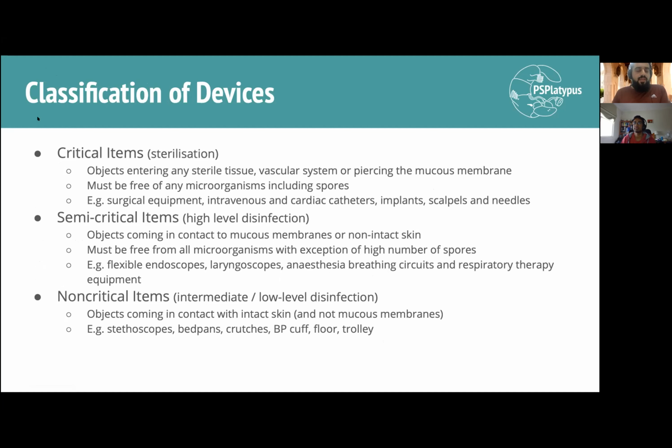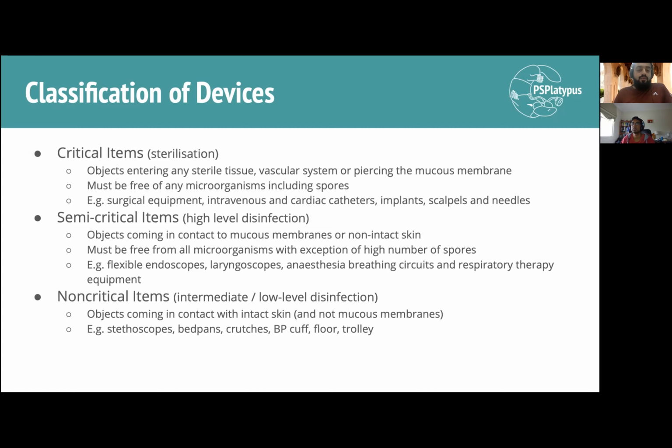Now we'll talk about the classification of items or devices. How can we say that this device needs sterilization or disinfection or cleaning? We have classified them into three. We have critical items, which are the objects entering any sterile tissue, vascular system, or piercing mucous membrane. These critical items need to be fully free of any microorganisms, including spores.